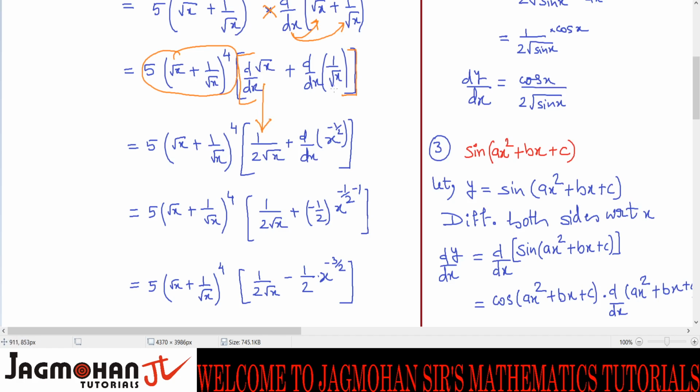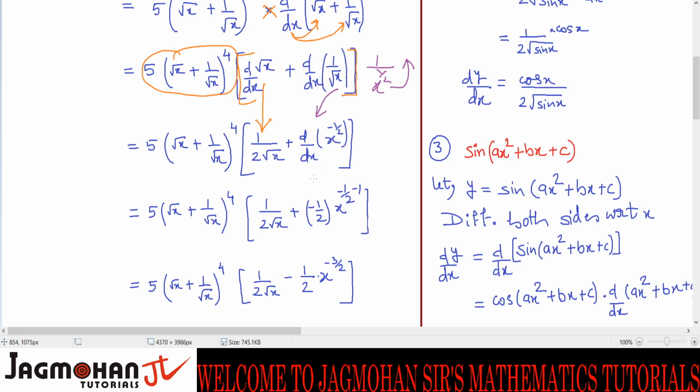Okay, and this one is a bit interesting. See, here you have d by dx of 1 upon root x. How do we differentiate? For differentiating d by dx of 1 upon root x, I need to first understand what result I have to apply. So for 1 upon root x, I first write square root of x as x raised to half, and then when it goes up in the numerator, it is x raised to minus half.